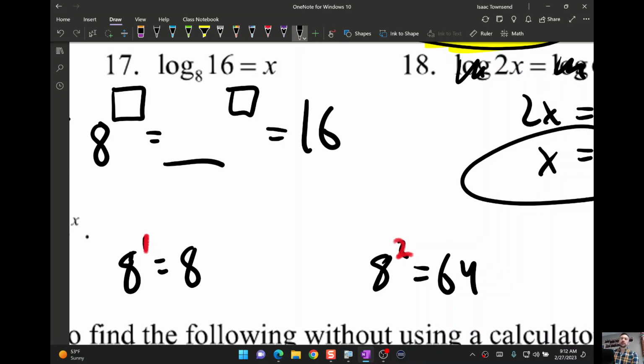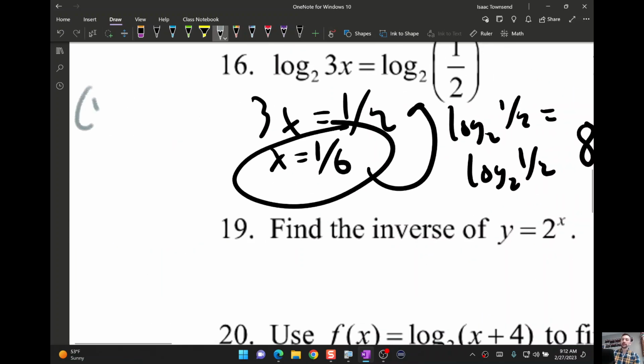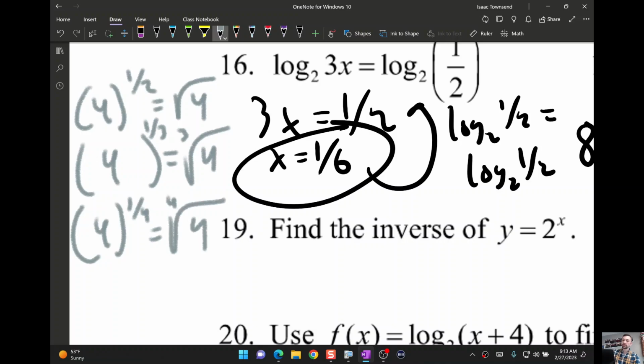Now, I thought we had talked about this before, but my last class didn't seem to remember this. But you guys need to know that when you raise something to the 1/2, that's the same as square rooting. Have you heard that before? If you want to cube root something, you raise it to the 1/3. If you want to 4th root something, you raise it to the 1/4.